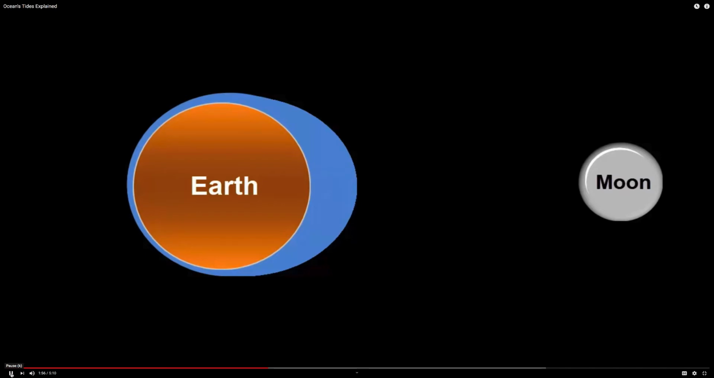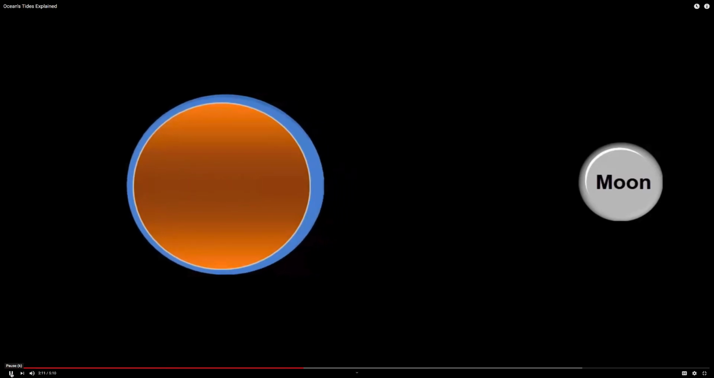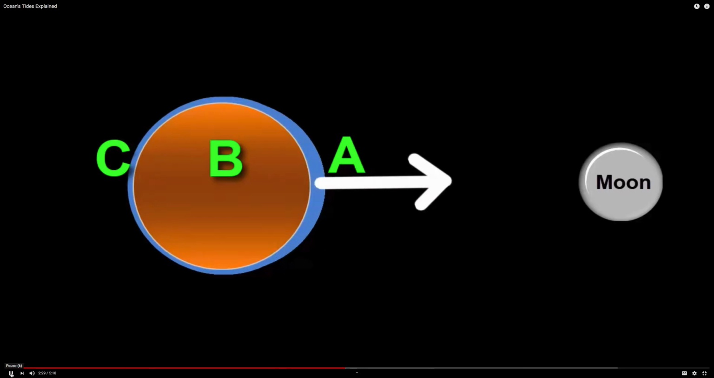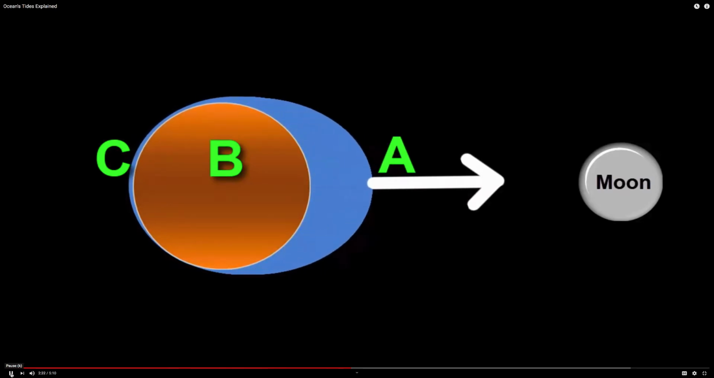But here it gets interesting because there are 2 high tides a day. How come? This is because the strength of gravity is greater when objects are closer. We'll call the location of the ocean on the near side of the Moon point A, the centre of the Earth point B, and the far side ocean point C. The strength of the Moon's gravity is strongest at A because it's closest to the Moon, so the part of the ocean that bulges towards the Moon most is at A.